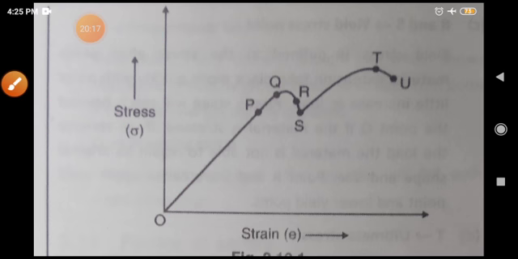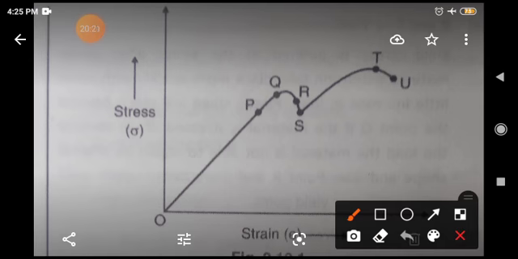Let's see some basics again. P is the proportional limit, Q is the elastic limit, R is called the upper yield point, and S is called the lower yield point. Then T is the ultimate load point, and U is the breaking point.